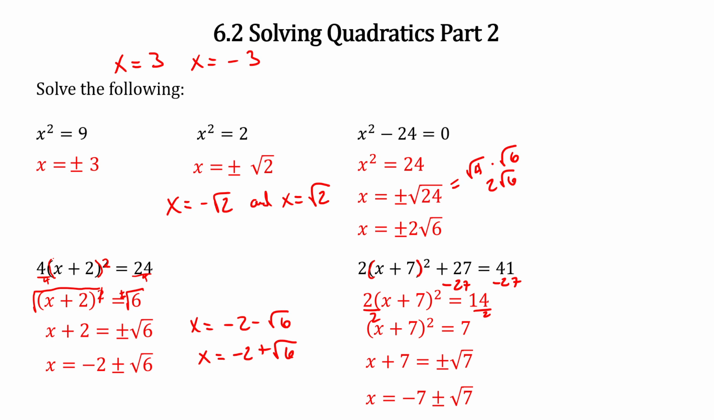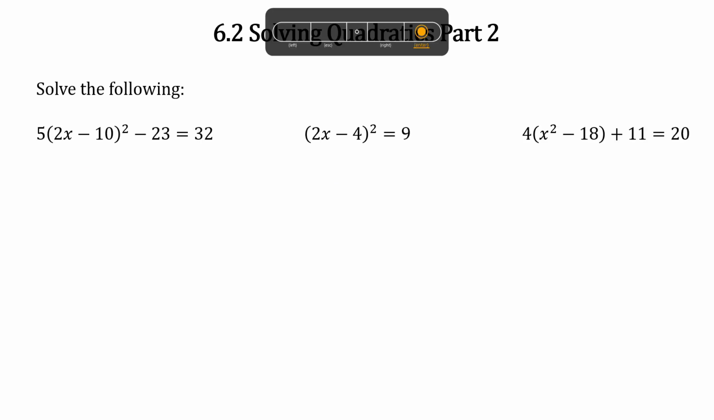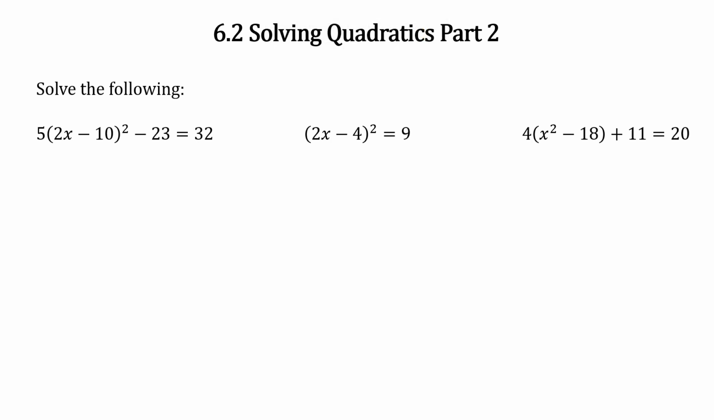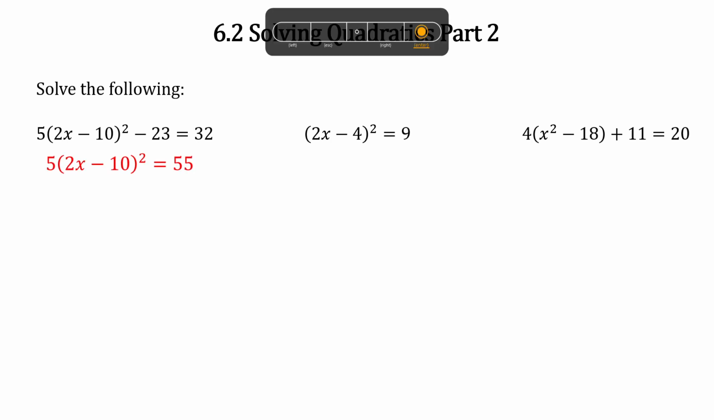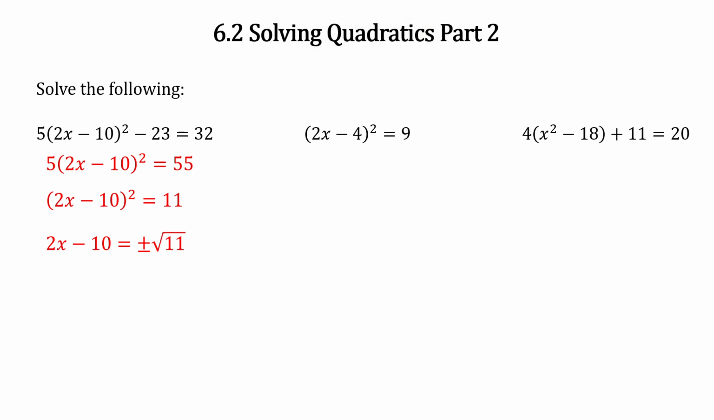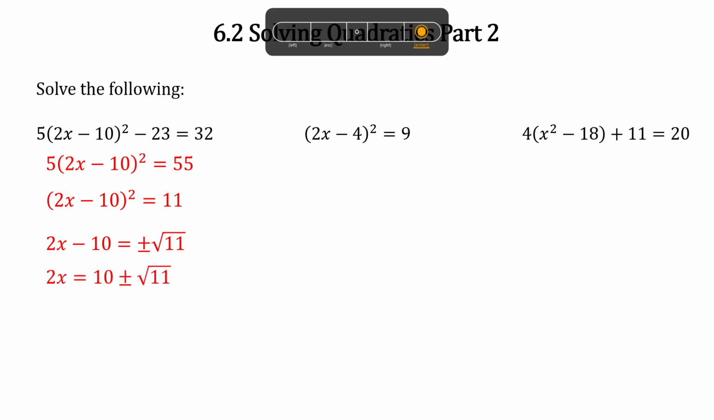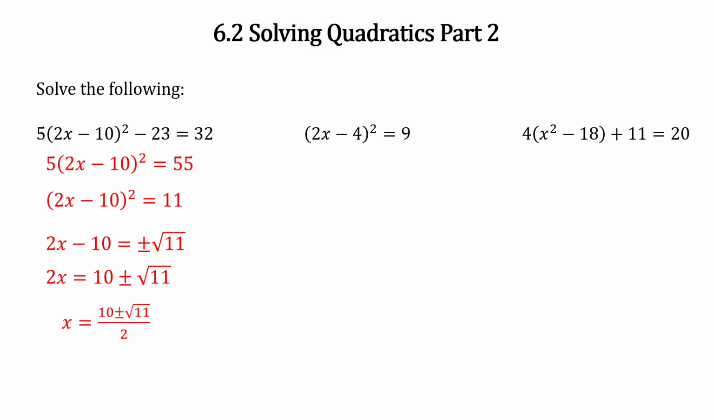Okay, let's run through a couple more here real quick. Try this one on the left. Pause it and check your answers. Okay, so we add 23 to both sides. We divide by 5. Take the positive and negative square root of everything. I'm going to add 10 to both sides. And then simply I'm going to divide by 2. And the nice thing is, you get to leave it just like that. 11 can't be broken down, so we're all good.